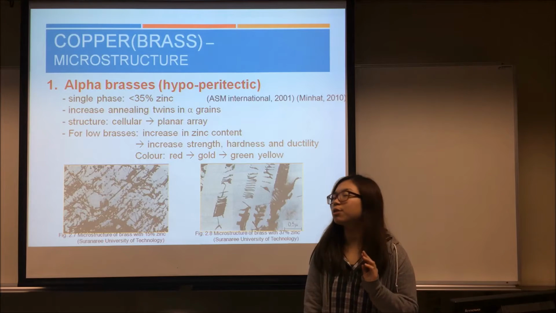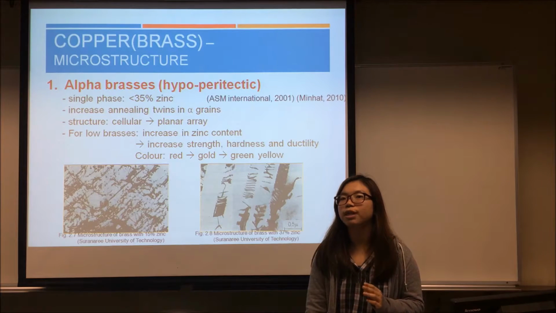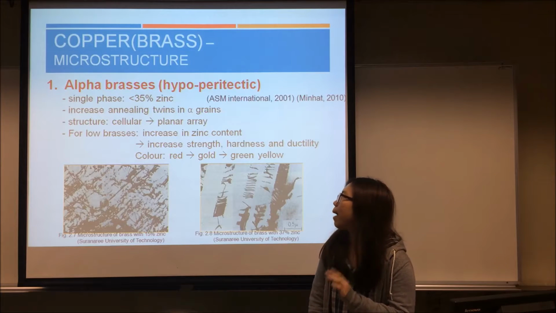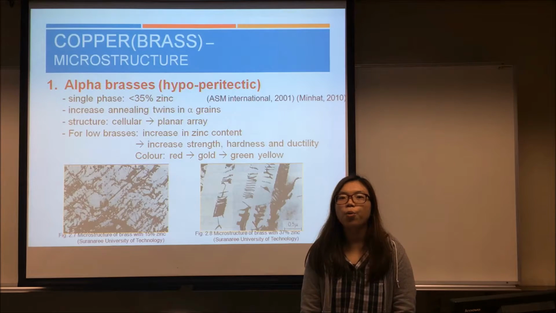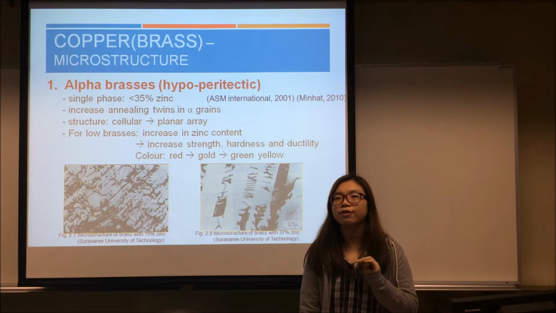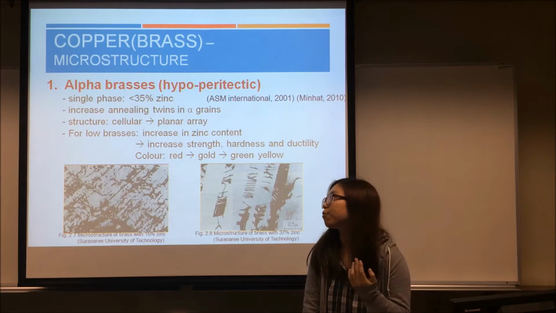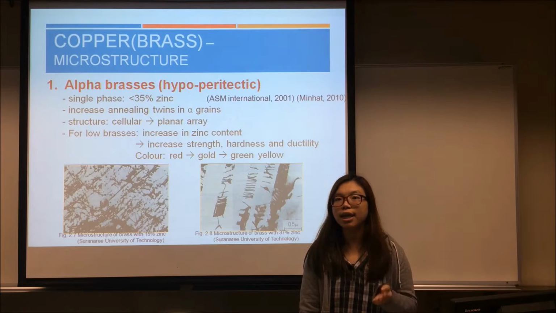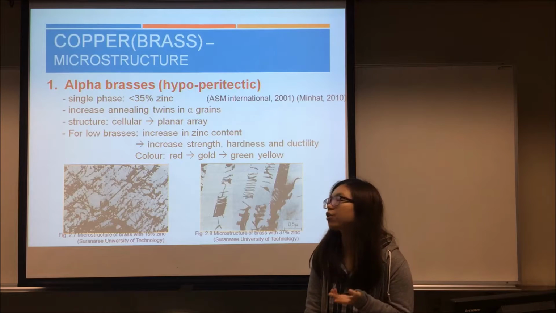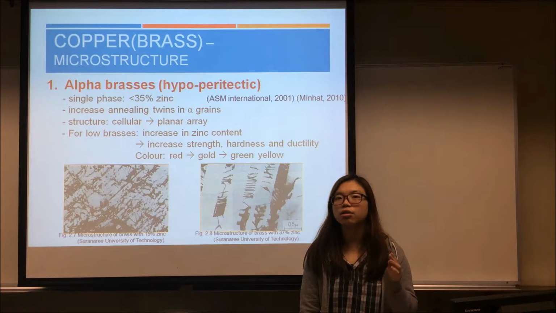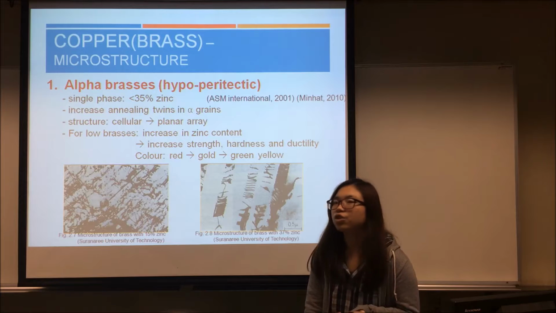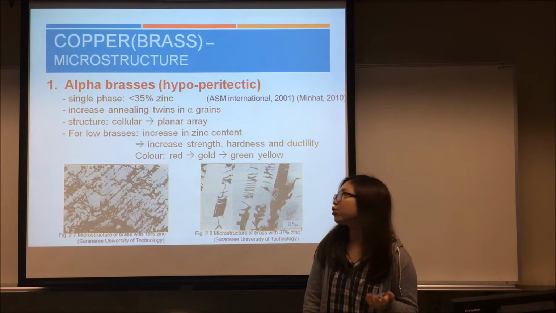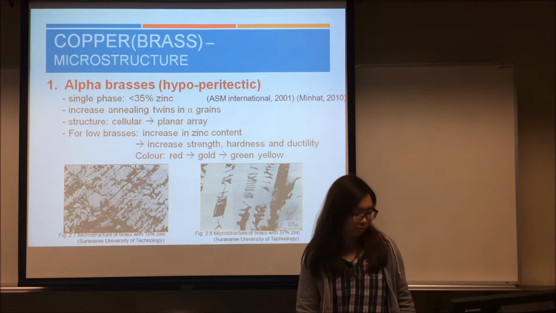The structure of this brass can also change from cellular structure to planar array structure, with the increase of zinc content under observation from the microstructure. For alpha brasses, an increase in the zinc content results in an increase in strength, hardness, and ductility, while the color will also change from red to gold and to greenish yellow.